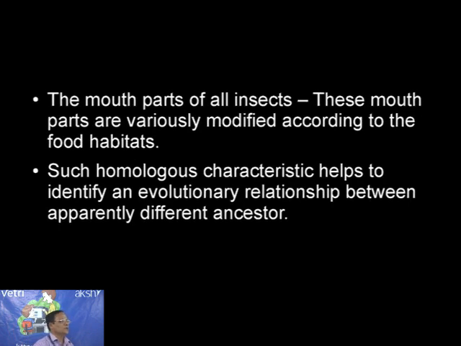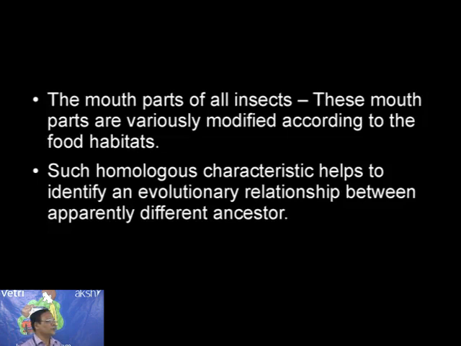Then another example, the mouth parts of insects. If you take the mouth parts of any insect, it is formed of the upper lip, the labrum, and the lower lip, the labium. Then we have masticatory structures, the mandibles and maxillae. So these are the fundamental structures: labrum, labium, maxillae, and mandibles. And in all insects, we have the same basic fundamental structure.